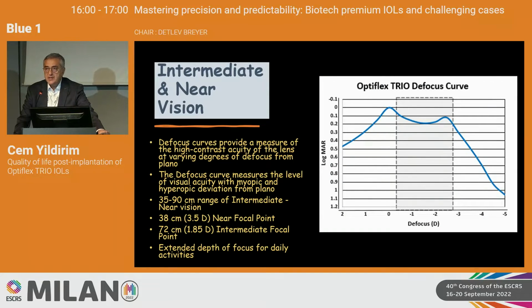With every single trifocal IOL, you have to be aware of 3 characteristics of the IOL. The most important one is the defocus curve, which provides a measure of the high contrast acuity of the lens at varying degrees of defocus from plano. With this particular Optiflex TRIO lens, you have a good extended depth of focus for daily activities.